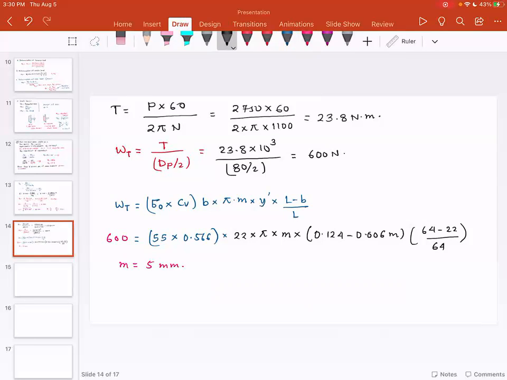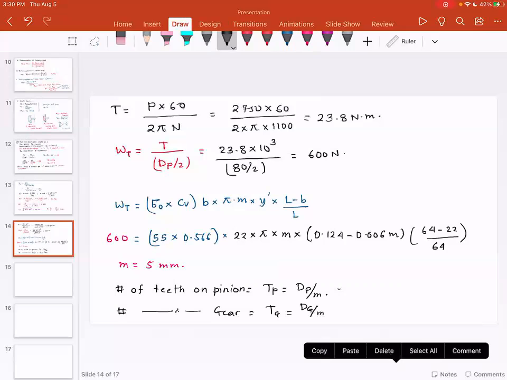We can find out the number of teeth on the pinion: TP is equal to dP by M. Number of teeth on the gear, TG, is dG by M. So you will see 16 and 20.